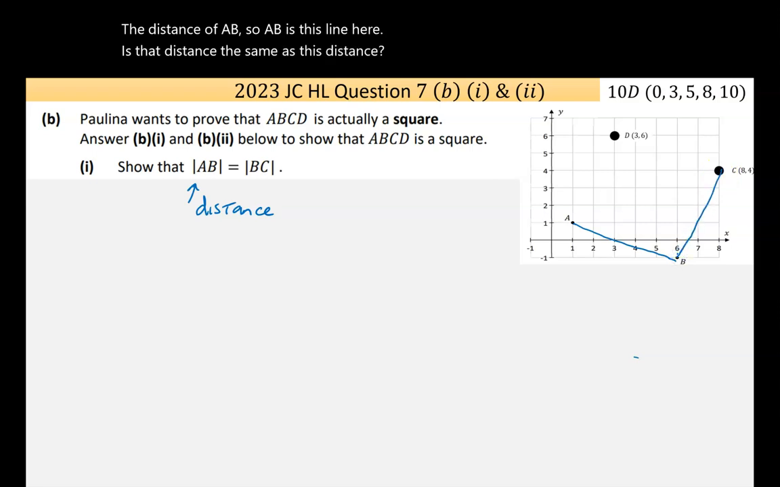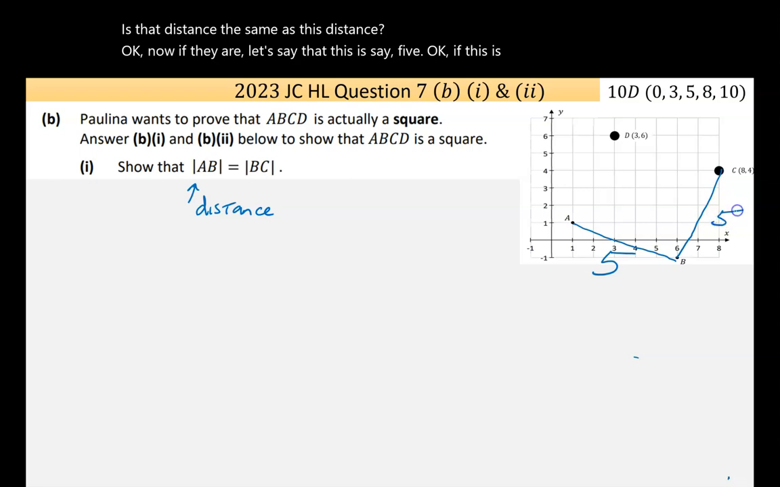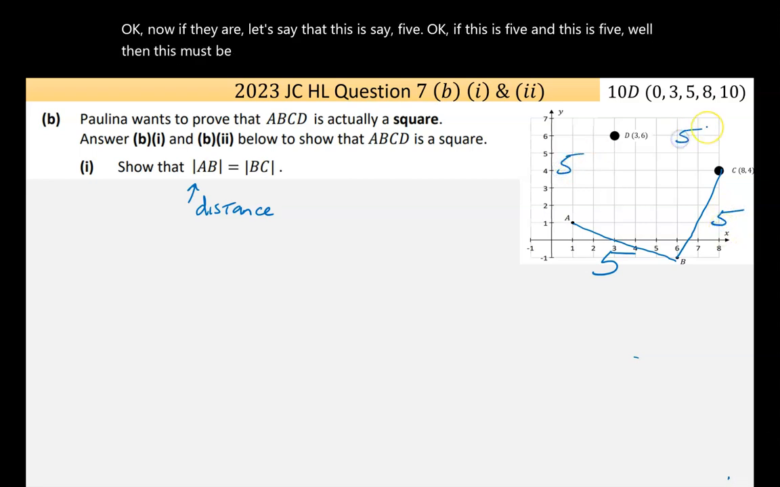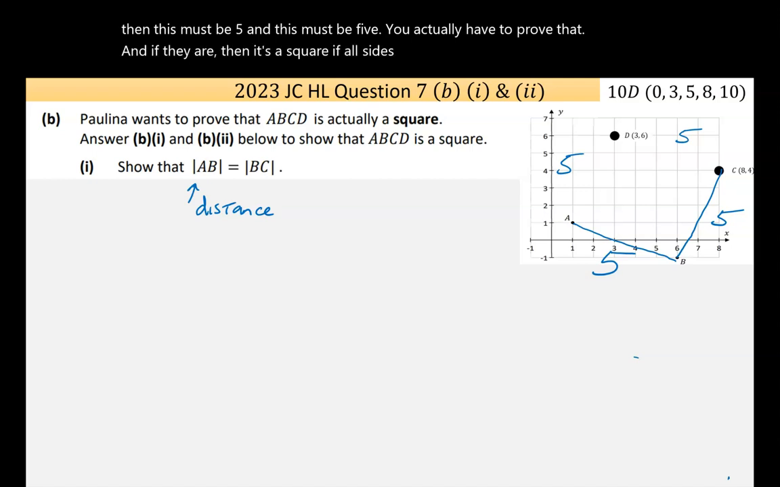Okay. Now if they are, let's say that this is say 5. Okay. If this is 5 and this is 5, well then this must be 5 and this must be 5. You actually have to prove that, wouldn't you? And if they are, then it's a square. If all sides are equal length, it's a square by definition. So that's probably what part 2 is.